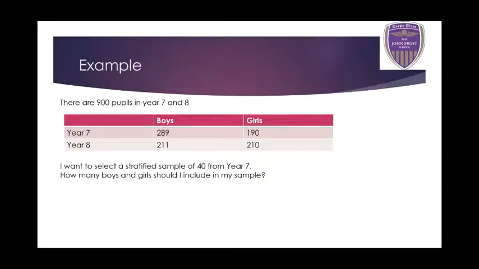So here we've got 900 pupils in year 7 and year 8. We have our table here showing year 7 and year 8, how many boys and girls there are. So I want to select a stratified sample of 40 from year 7. Read the full question, sorry: how many boys and girls should I include in my sample? So if we look at our 3 points again, we want population, we want group size, and we want sample size.